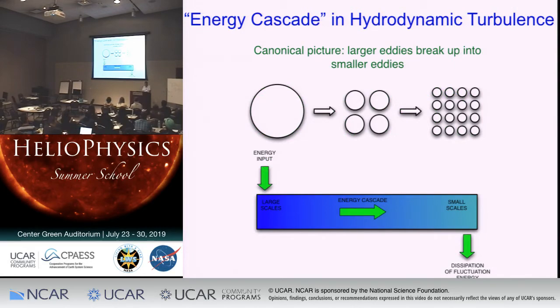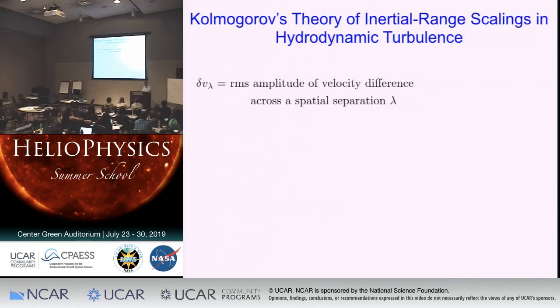We talked about the energy cascade in hydrodynamic turbulence, eddies breaking up into smaller eddies. Let's go back to the hydro case before venturing to the MHD case. Can we describe the power spectrum of hydrodynamic turbulence just from a simple picture like this? It turns out we can, through some very powerful arguments from Kolmogorov. This is a version of his argument. Consider delta V lambda. Define it to be the RMS amplitude of the velocity difference across a spatial separation lambda. So you have an eddy of size lambda that's churning over at velocity delta V lambda.